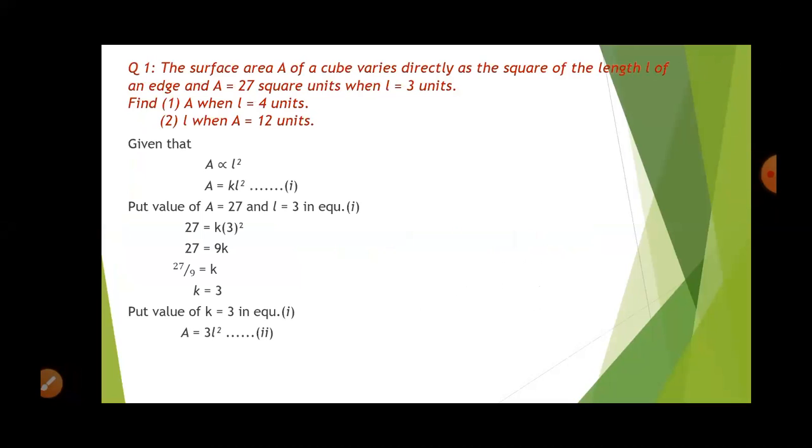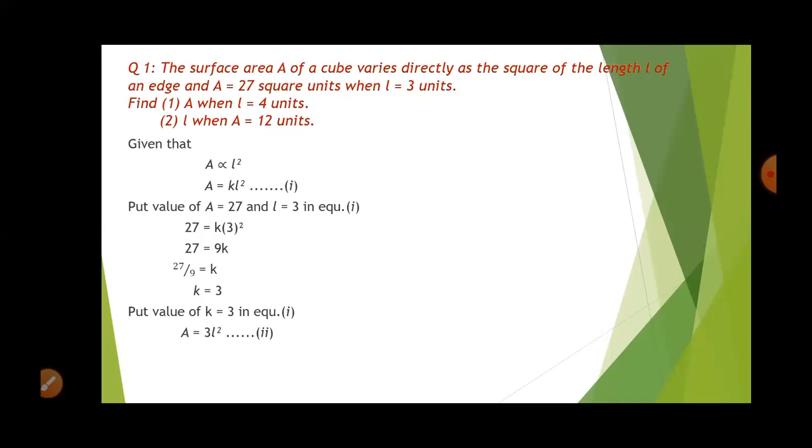Question number 1: the surface area A of a cube varies directly as the square of length L of an edge, and A is equal to 27 square units when L is equal to 3 units. Find A when L is equal to 4 units and L when A is equal to 12 units.